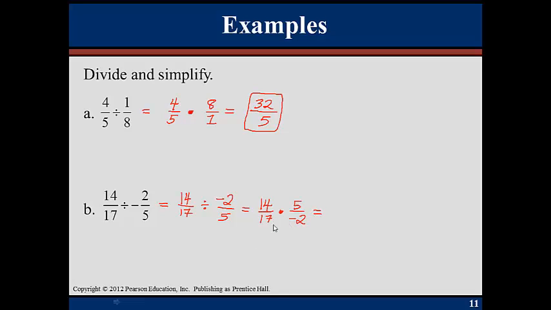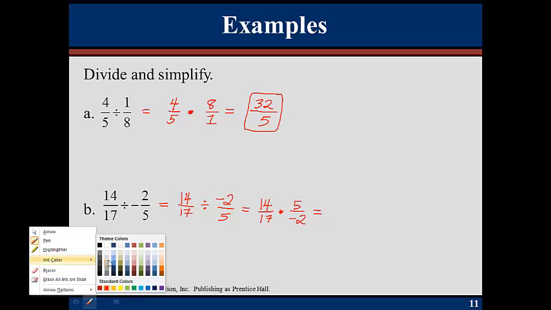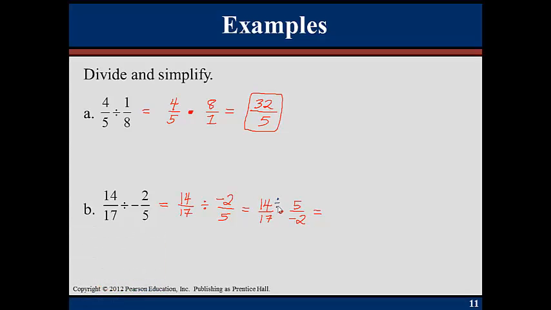Now we can cross simplify. We can divide the 14 by 2 and divide negative 2 by 2. This will cancel out, leaving us with 7, and this will cancel out, leaving us with negative 1. So then 7 times 5 is 35 over 17 times negative 1, which is negative 17. Write your final answer by moving the negative up or moving it out front, so you can have negative 35 over 17 or negative 35 over 17.